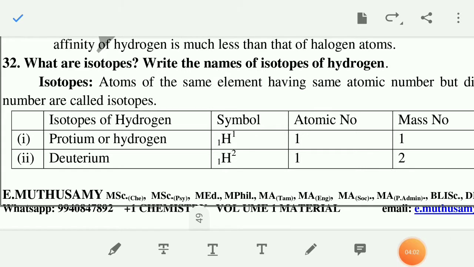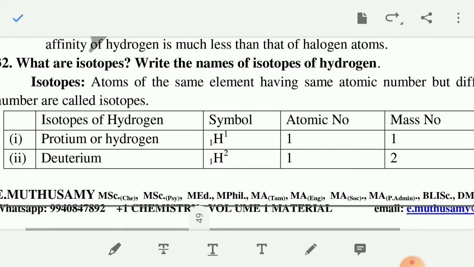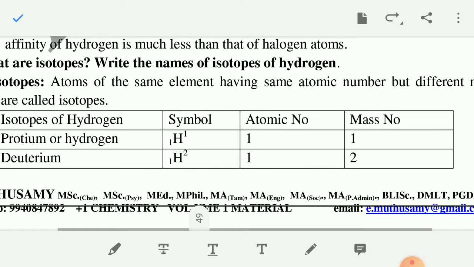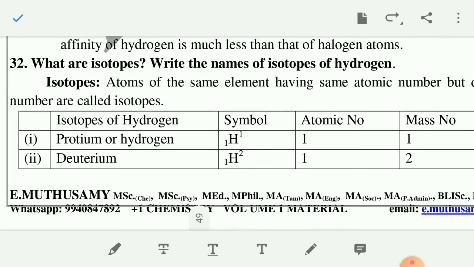Next question, what are isotopes? Write the names of isotopes of hydrogen. First we know the meaning of isotopes: atoms of the same element having the same atomic number but different mass number are called isotopes.